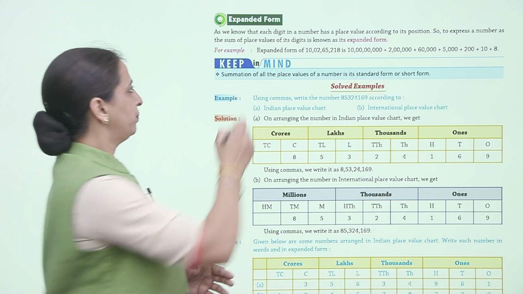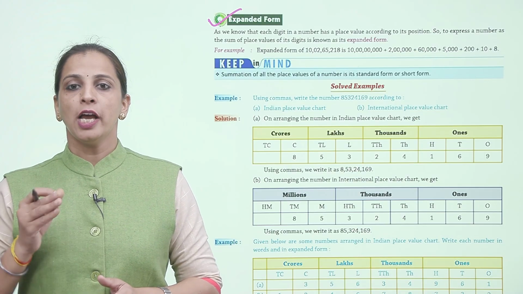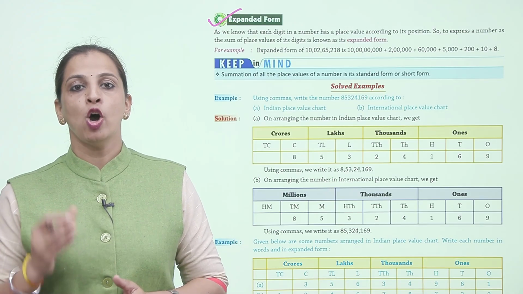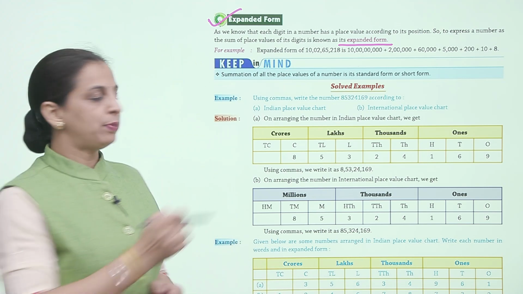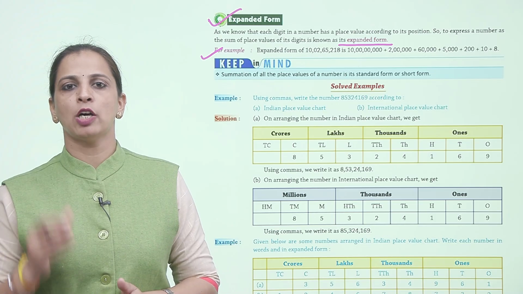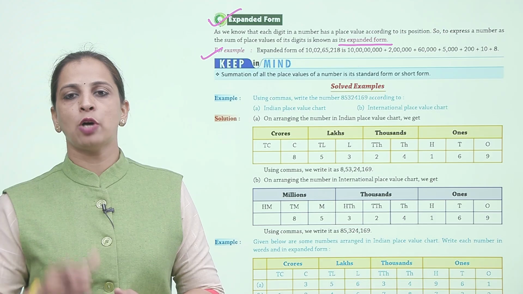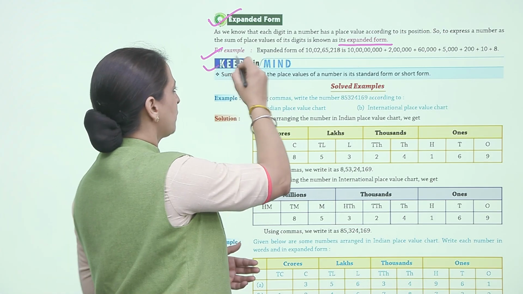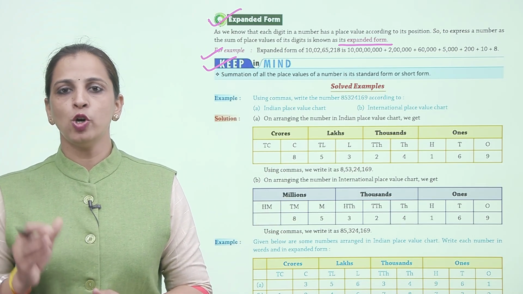Now expanded form. As we know that each digit in a number has a place value according to its position. So to express a number as the sum of the place values of its digit is known as its expanded form. For example, expanded form of 10 crore 2,65,218 is 10 crore plus 2 lakh plus 60,000 plus 5,000 plus 200 plus 10 plus 5. Keep in mind, summation of all the place values of a number is its standard form or short form.